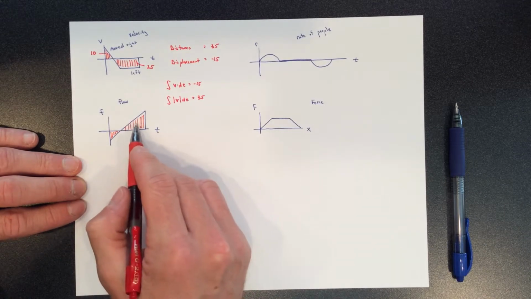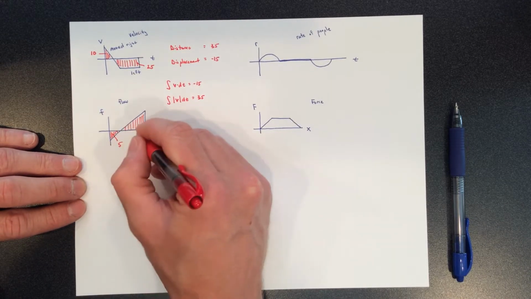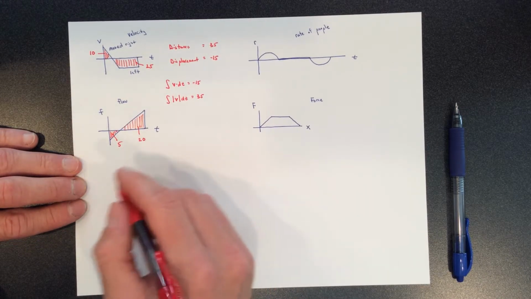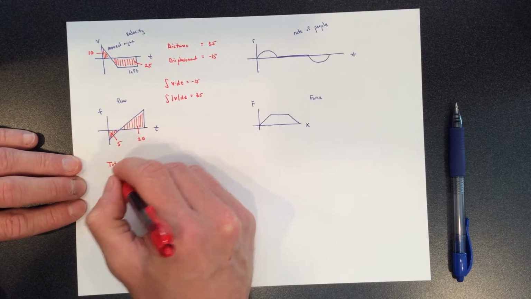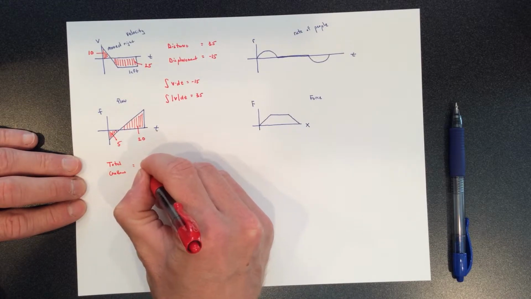Hopefully, we can see that this area is much bigger than this area. So let's say that area is 5, and this area is 20. Then what could we say about the total number of gallons? We could say that the total number of gallons is a positive 15.